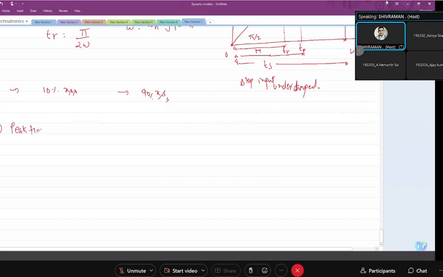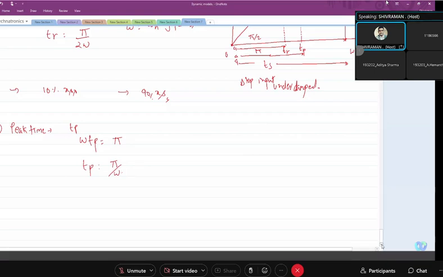Second is your peak time. Peak time is basically the time taken by a system to reach its peak value from the zero value, or it is also defined as the time required to complete half oscillation, only half of the cycle. So w tp is equal to pi, so tp is equal to pi by omega. From here you can measure peak time.